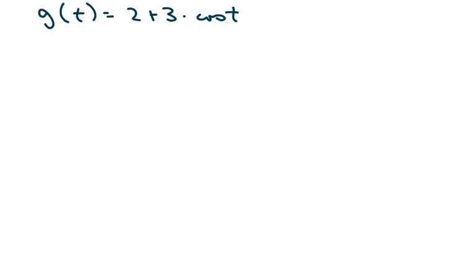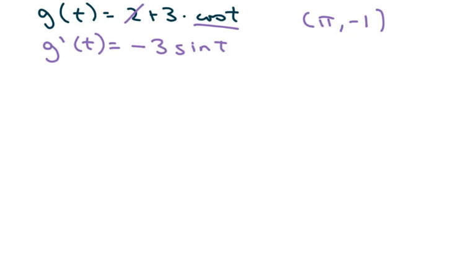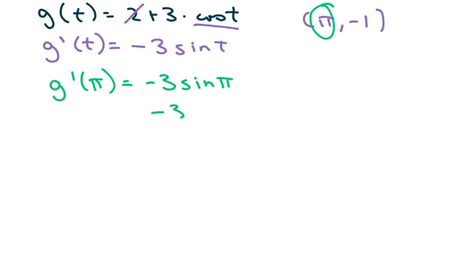Next one we have is another trig function. So I'm taking the derivative of g of t. I know that the 2 just goes away. And then we have the derivative of cosine is negative sine. So it's going to be negative 3 sine of t. And my point, I forgot, was pi comma negative 1. So for that one, we're just going to plug in our x. So take the derivative and plug in pi. Sine of pi is 0, so we get negative 3 times 0, and that equals 0.